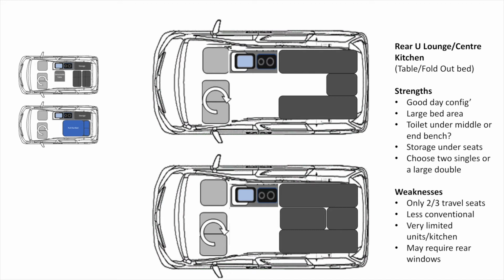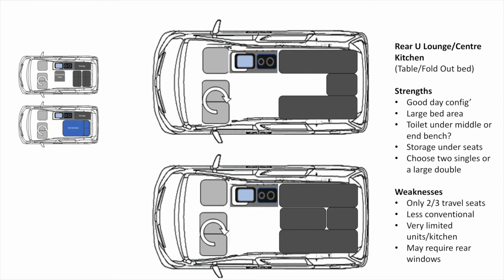There's lots of storage under the seats, and you potentially have the option to have that as 2 singles or a double. The main weaknesses, obviously, because you don't have the rock and roll bed, you've only got 2 or 3 travel seats, depending on whether or not you've got a double at the front or a single. And we also thought in this configuration, you end up with very limited kitchen space, and really, you're probably down to a single burner, and it's pretty small.